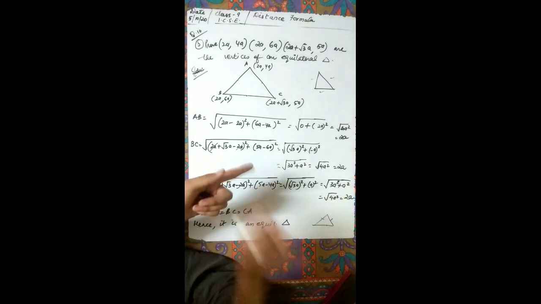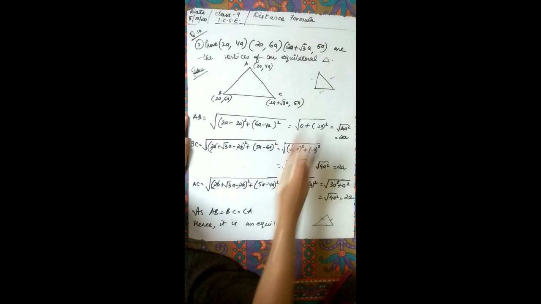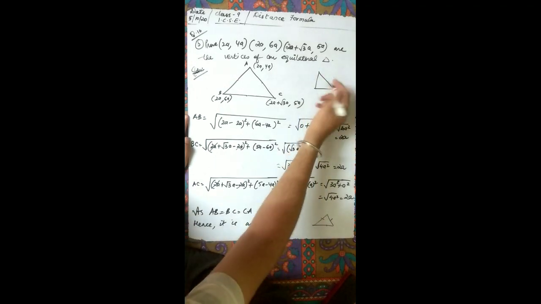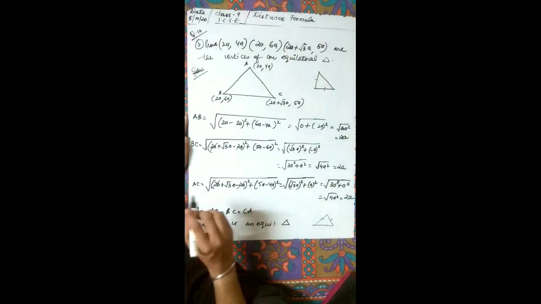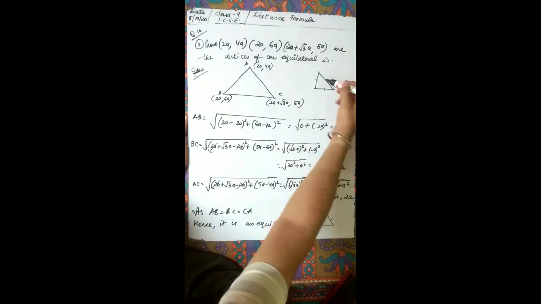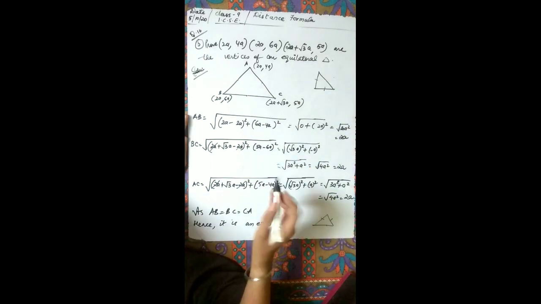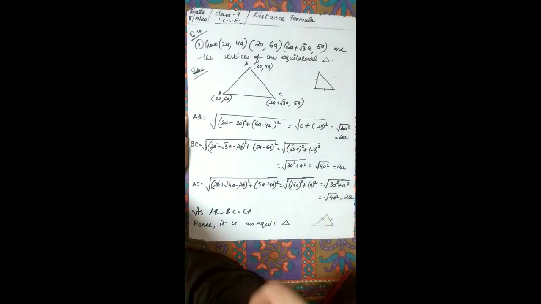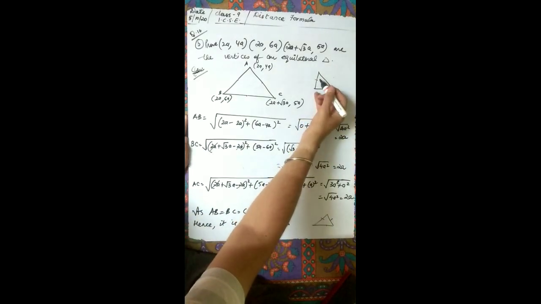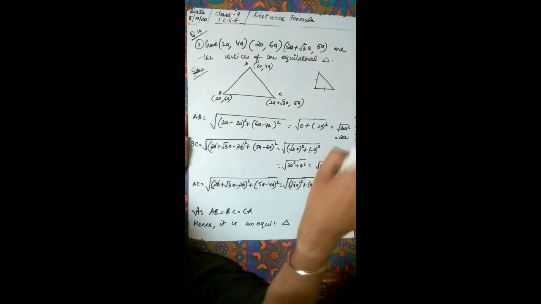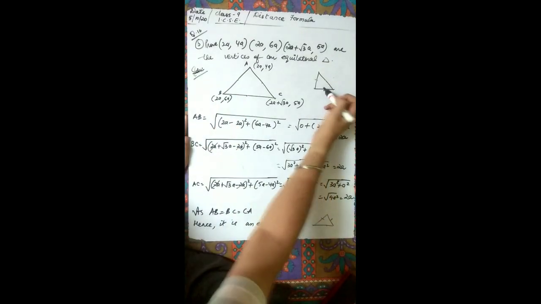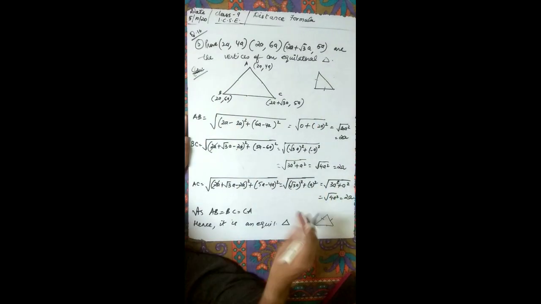I'm explaining the 11th B1, in which you have to prove it is an isosceles right angled triangle. Isosceles right angled triangle means this side and this side should be equal. The hypotenuse is the longest side in the right angled triangle. So if they are talking about an isosceles right angled triangle, that means perpendicular and base will be equal. So let us prove it, 11th B1.